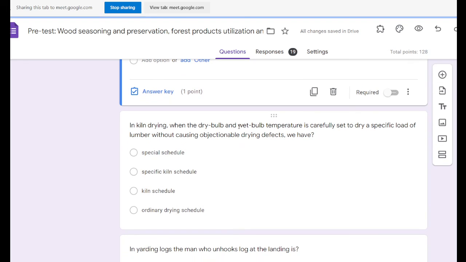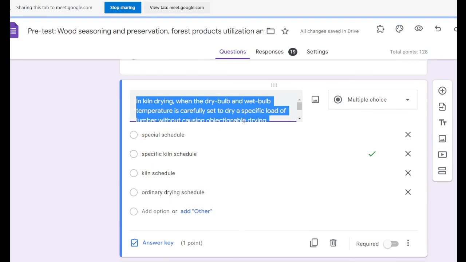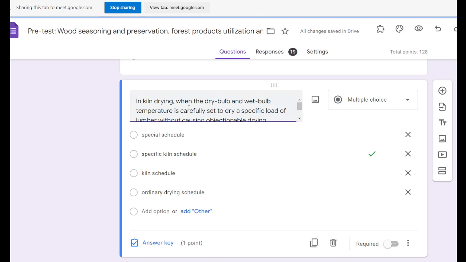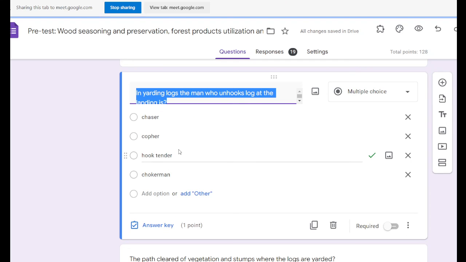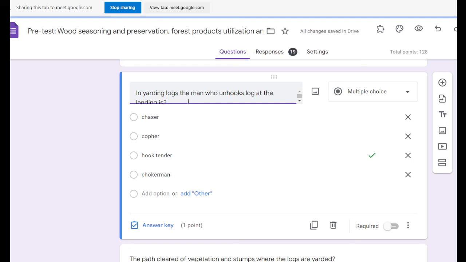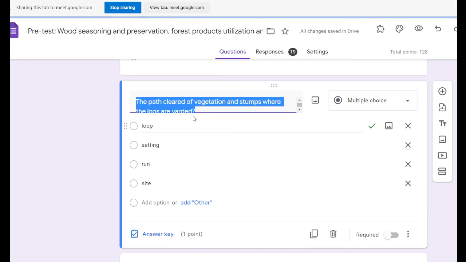In kiln drying, when the dry bulb and wet bulb temperature is carefully set to dry a specific load of lumber without causing objectionable drying defects, we have a specific kiln schedule. In yarding logs, the man who unhooks the log at the landing is what we call a hook tender. Okay? Hook tender is the term. Unhooks the log at the landing site. A path cleared of vegetation and stamped where the logs are yarded. So, that is a loop.